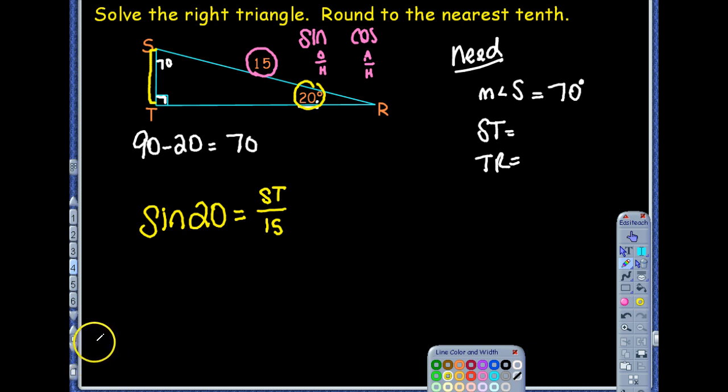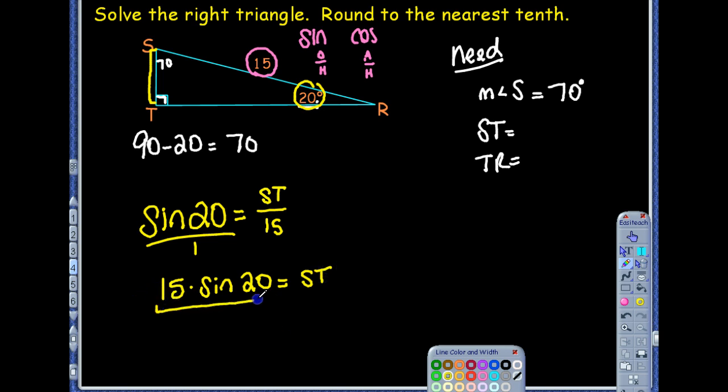Now, here, am I going to be using an inverse trig function? No, because I already know the angle. That's important. So this is just like what we've done before. We could make a proportion out of it or multiply both sides by 15, however you want to think about it. But we have 15 times the sine of 20 is equal to our ST. So what do you get when you take 15 times the sine of 20? Well, it's approximately 5.1. And it says in the directions to round to the tenth, so that's what I did.